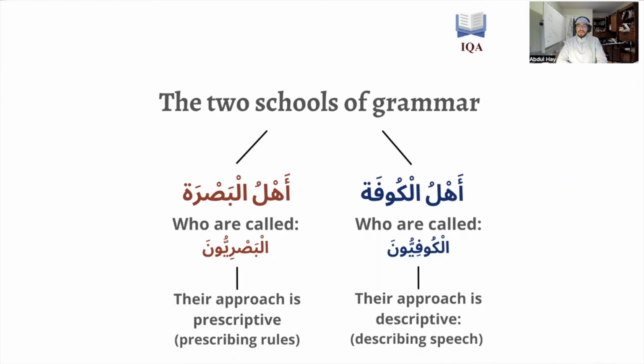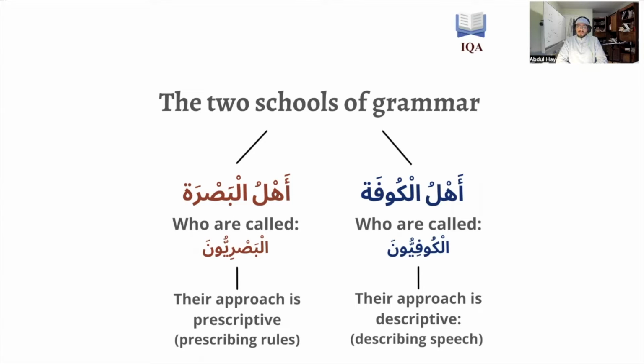We're going to be speaking about the historical development of both these schools very briefly. Then we're going to be speaking about the difference between these two schools in a general overlook. And finally, we're going to answer the question: what exactly is the grammar that we study today? When you read books like Qatr al-Nada by Ibn Hisham, or books like Alfiyyah by Ibn Malik, what is the grammar that we're studying in these books?